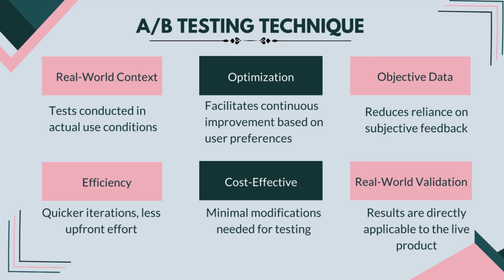Last is real-world validation. A/B testing occurs in the actual use environment, providing more accurate and reliable results compared to controlled prototype testing. This real-world validation ensures that the findings are directly applicable to the live product, enhancing its relevance and impact.